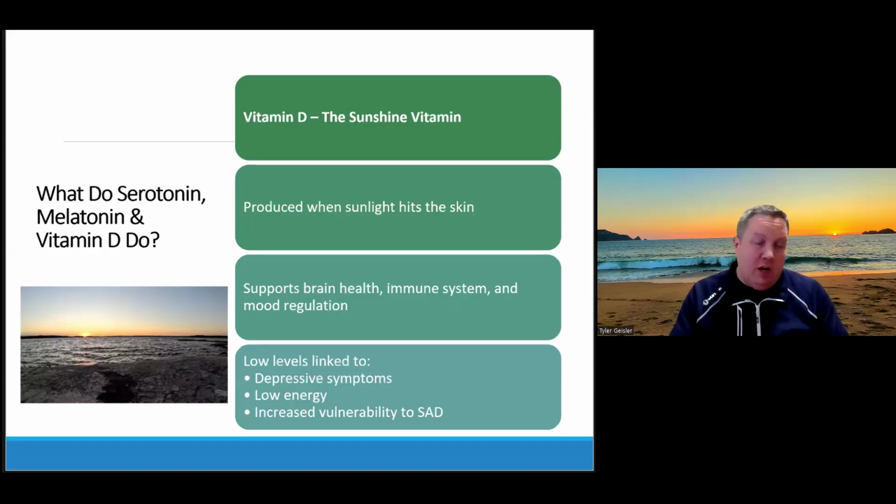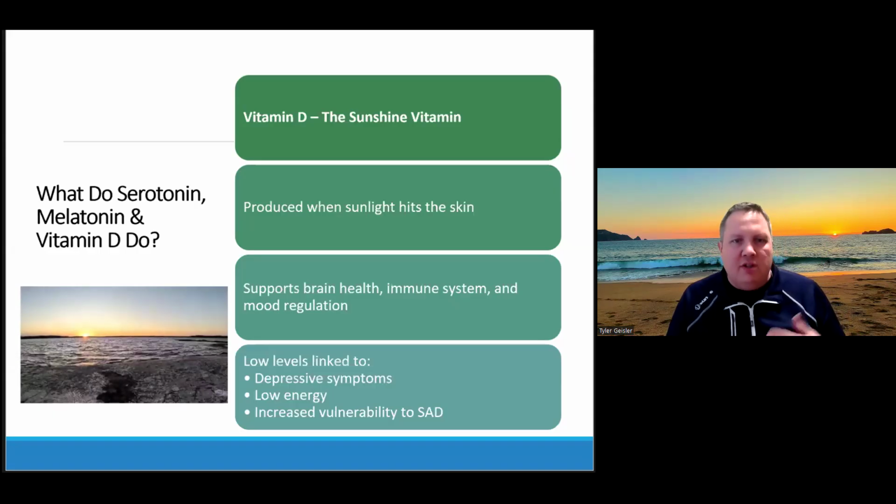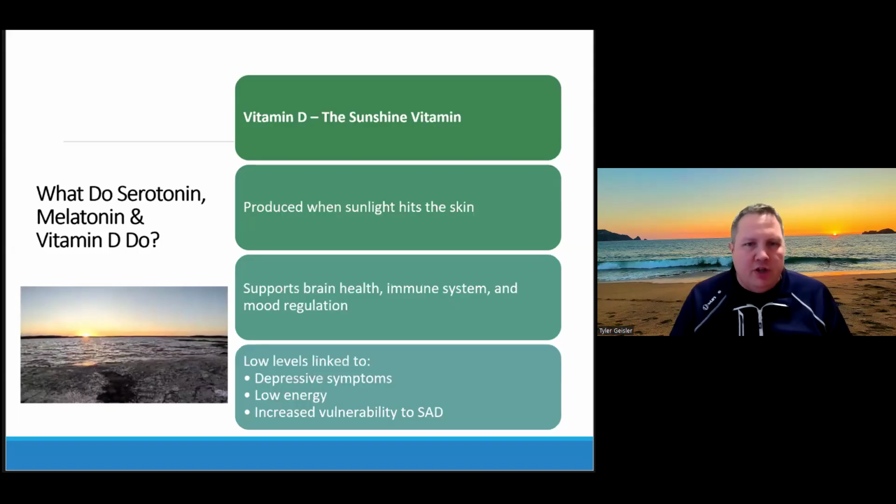And we're not getting as much vitamin D now because, aside from the sunlight being a little bit further from Earth, we just don't go outside as much when it's colder. We're kind of scared of the cold. We stay inside the house where it's nice and warm, but we have to get out there and still soak up some of that sun. And mood regulation, right? Low levels are linked to depressive symptoms, low energy, and increased vulnerability to seasonal affective disorder.